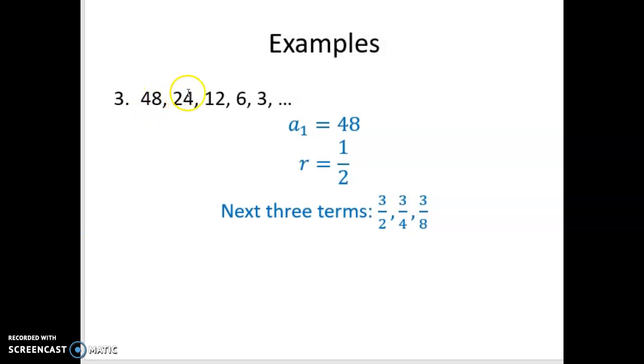So 48 times 1/2 is 24, times 1/2 is 12, times 1/2 is 6, times 1/2 is 3, and if I keep that going, 3 times 1/2 is 3/2. Then if I multiply that by 1/2 again, I get 3 over 4, and then 3 over 8, and that would keep going.